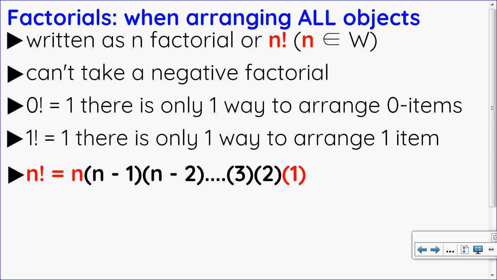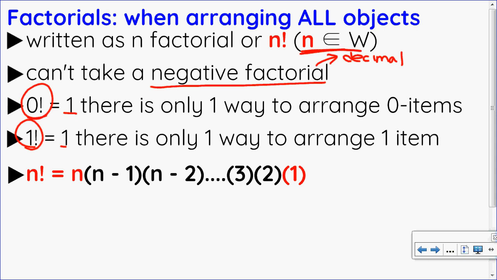A couple of things you need to know. You can't take a negative factorial. And then these 2 special factorials. 0 factorial is 1 because there's only one way of arranging 0 items. Similarly, 1 factorial is also 1 because, again, there's one way to arrange 1 item. So you can't take a negative factorial, and I'm going to add to that, you also can't take a decimal factorial either. It has to be a whole number.